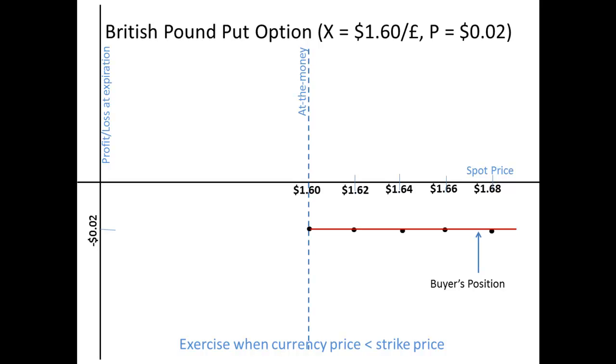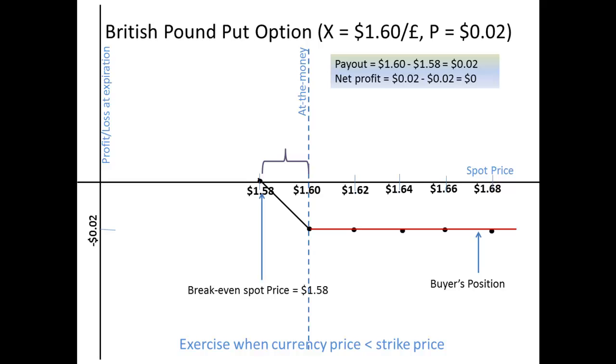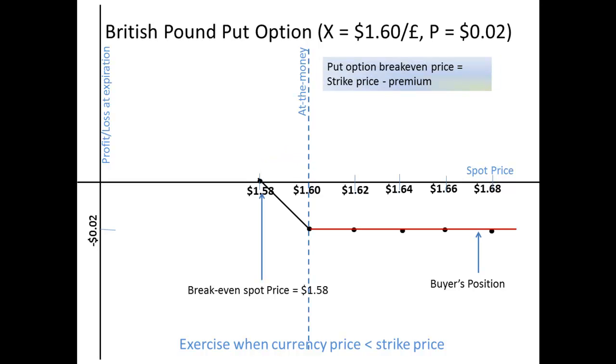What about the price of 158? Well, now the payout is going to be 160 minus 158. That is the 2 cents. Remember, this time the buyer is selling the option at 160. The market price is 158. So the profit is 2 cents, but the net profit after taking into account the premium is 0. So 158 for the put option is the break-even price. For a put option, therefore, the break-even price equals strike price minus the premium.